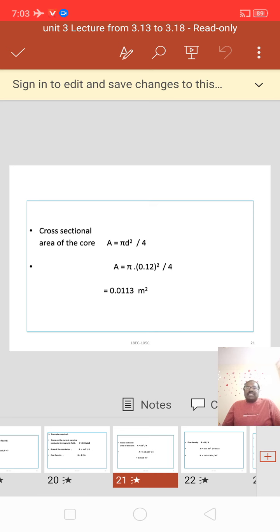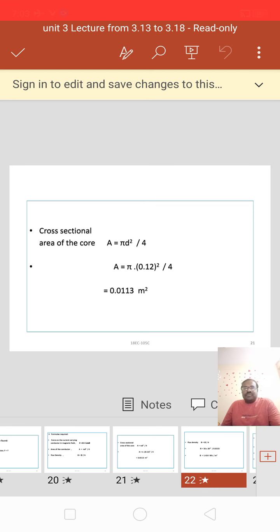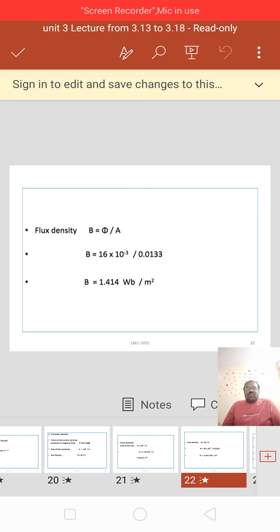Next, cross sectional area of the core A equal to pi d square by 4, that is A equal to pi into 0.12 whole square by 4, that equal to 0.0113 meter square. Next, flux density B equal to phi by A. B equal to 16 into 10 power minus 3 by 0.0113. B equal to 1.414 Weber per meter square.